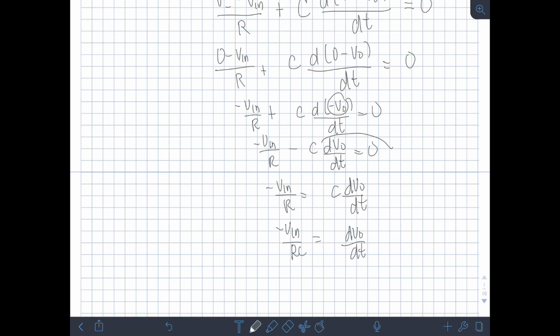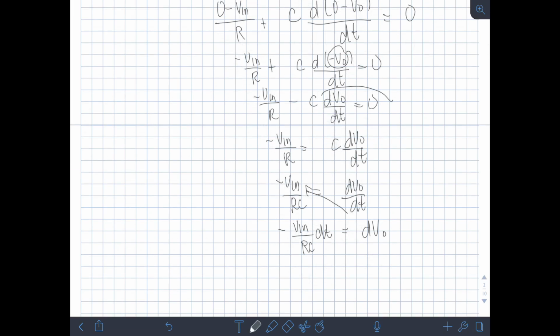Okay? Then, we can cross-multiply dt. So, we have negative Vin over RC dt is equal to dVO. Now, para masolve natin yung output voltage, pwede nating i-integrate both sides of the equation with limits of 0 to t, which denotes that the starting time is 0 and the ending time is fixed at t.